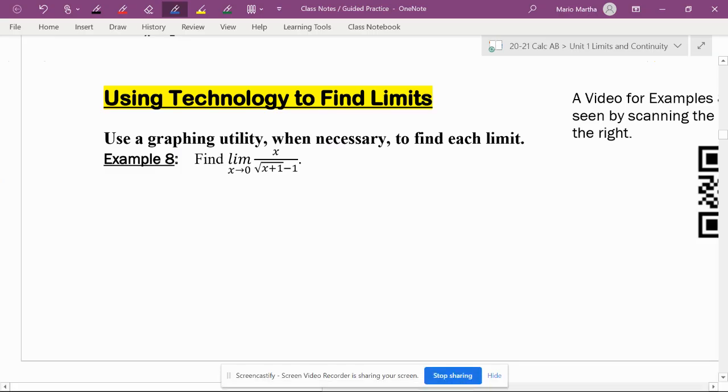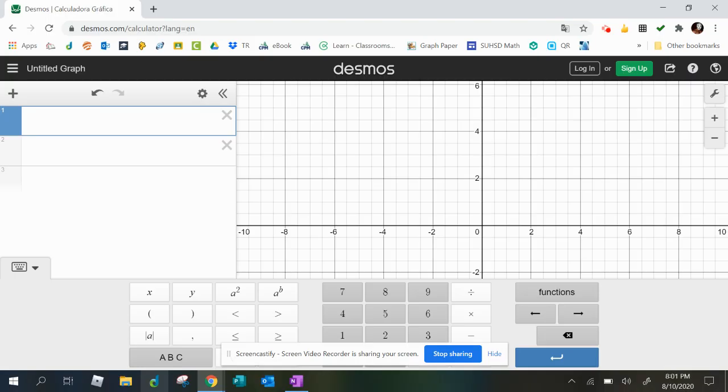So in this example today, we're going to be using technology to find the limits. Here, I want you guys to go into Desmos and set up your graph. Make sure you already open a graph and so forth. We want to make sure that we are able to graph the function itself.